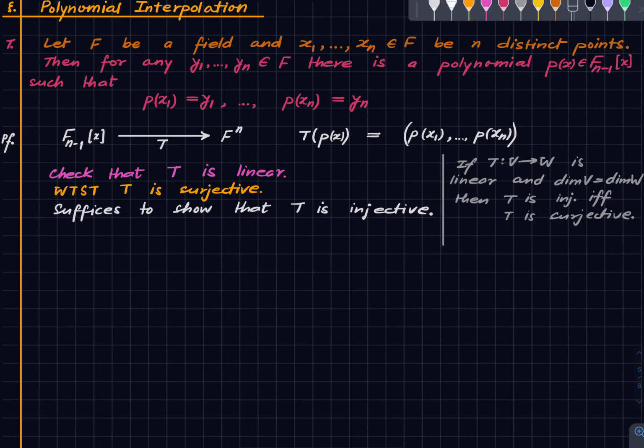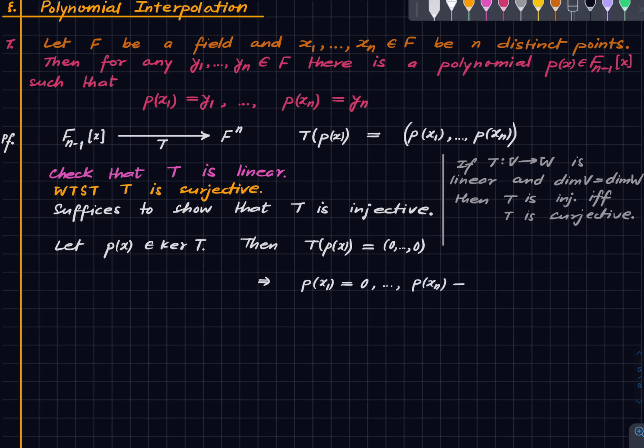Okay, so suffices to show that T is injective. How do we show T is injective? We just compute the kernel. So let's say P is in the kernel. Then this is the 0 of the target, but this means that you have a polynomial of degree at most n minus 1 with at least n distinct roots. Each xi is a root of that polynomial, and the only polynomial with that property is the 0 polynomial.